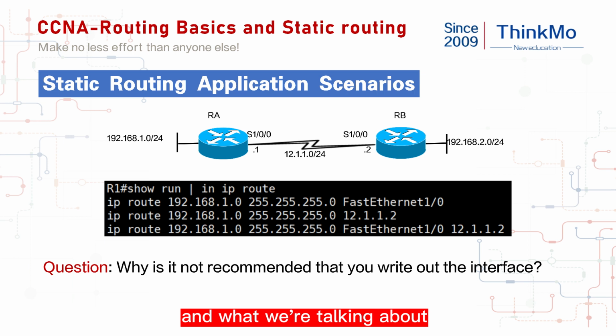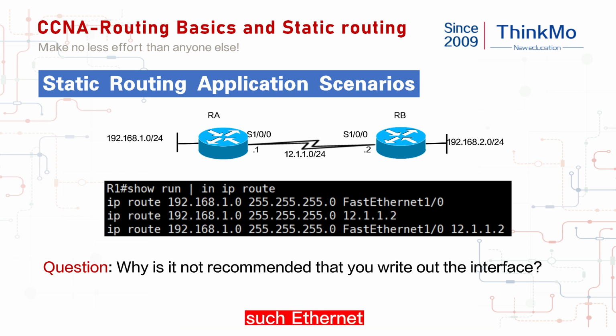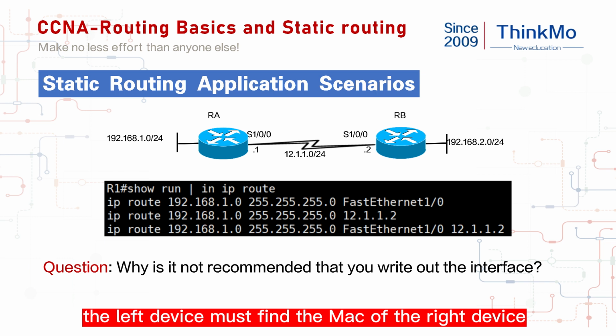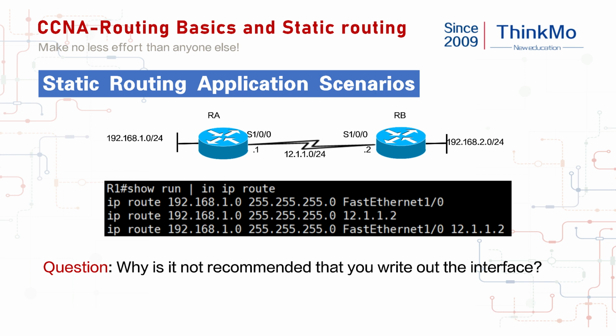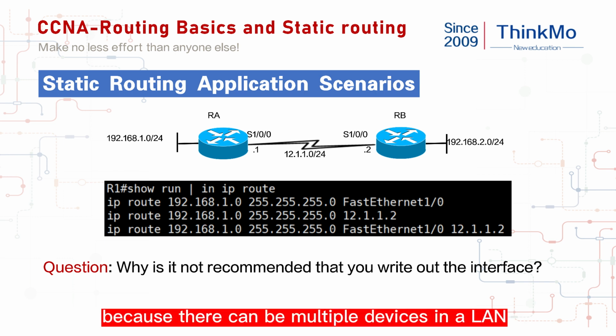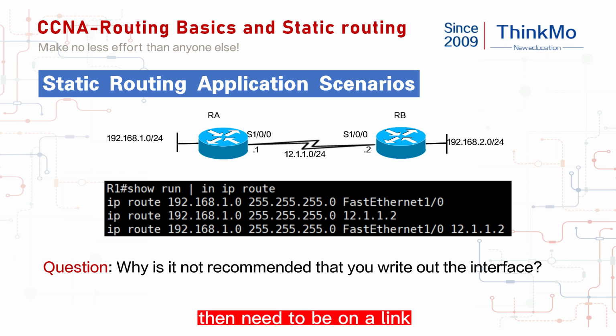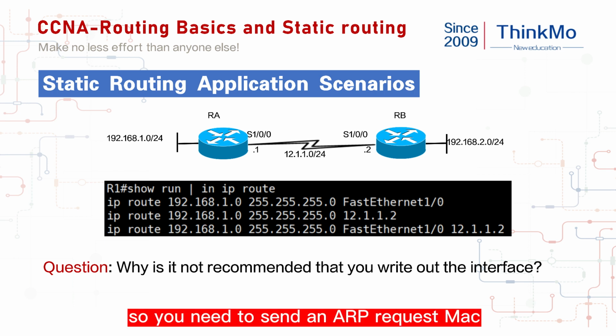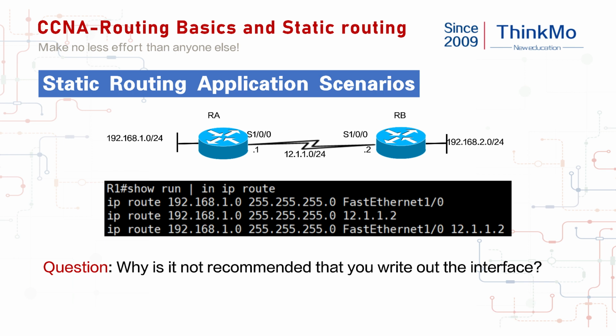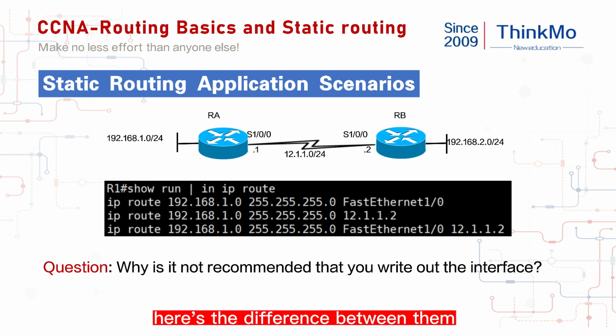And what we're talking about, networking based on switches, such as Ethernet, that is, LAN networking mode, the left device must find the MAC of the right device. Because there can be multiple devices in a LAN, it needs to locate on a link which is this device. So you need to send an ARP request for the MAC. The point-to-point link does not need to send ARP. Here's the difference between them.